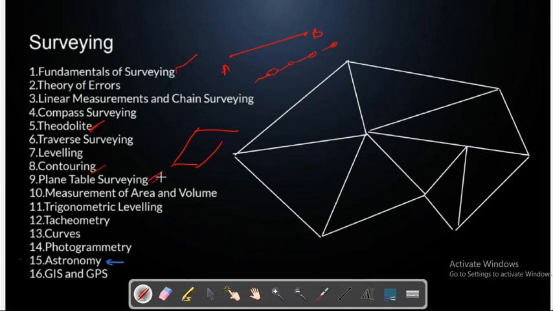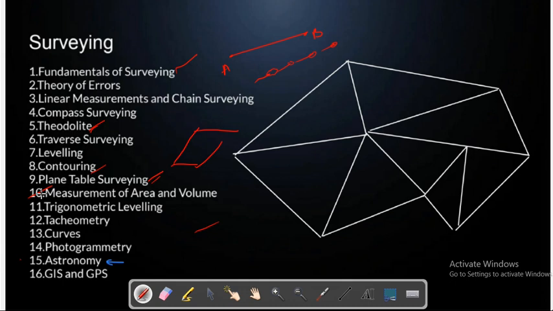Then we will also talk about topic number 10, that is measurement of area and volume. That means how much area, suppose we have to measure the area of a particular field, or we have to measure the volume of a particular object. So we can apply some mathematical formulas like Simpson's rule and the trapezoidal rule. So this will be dealt with in topic number 10.